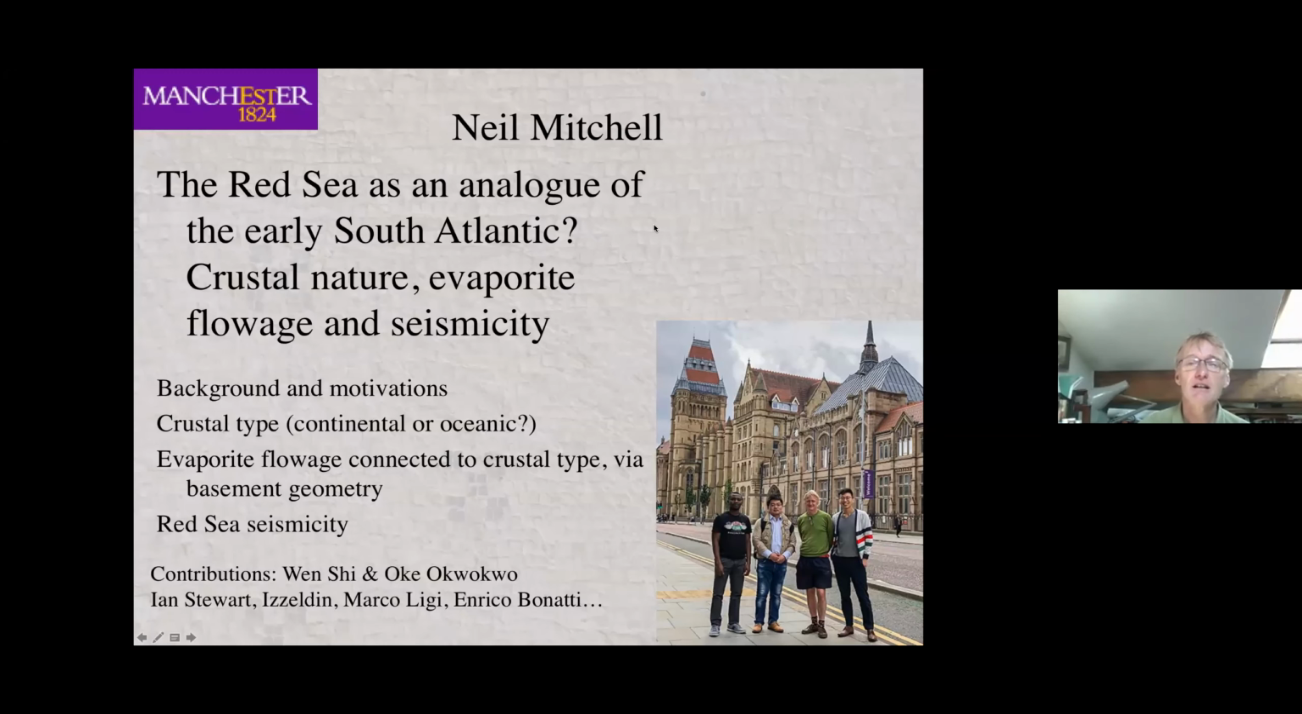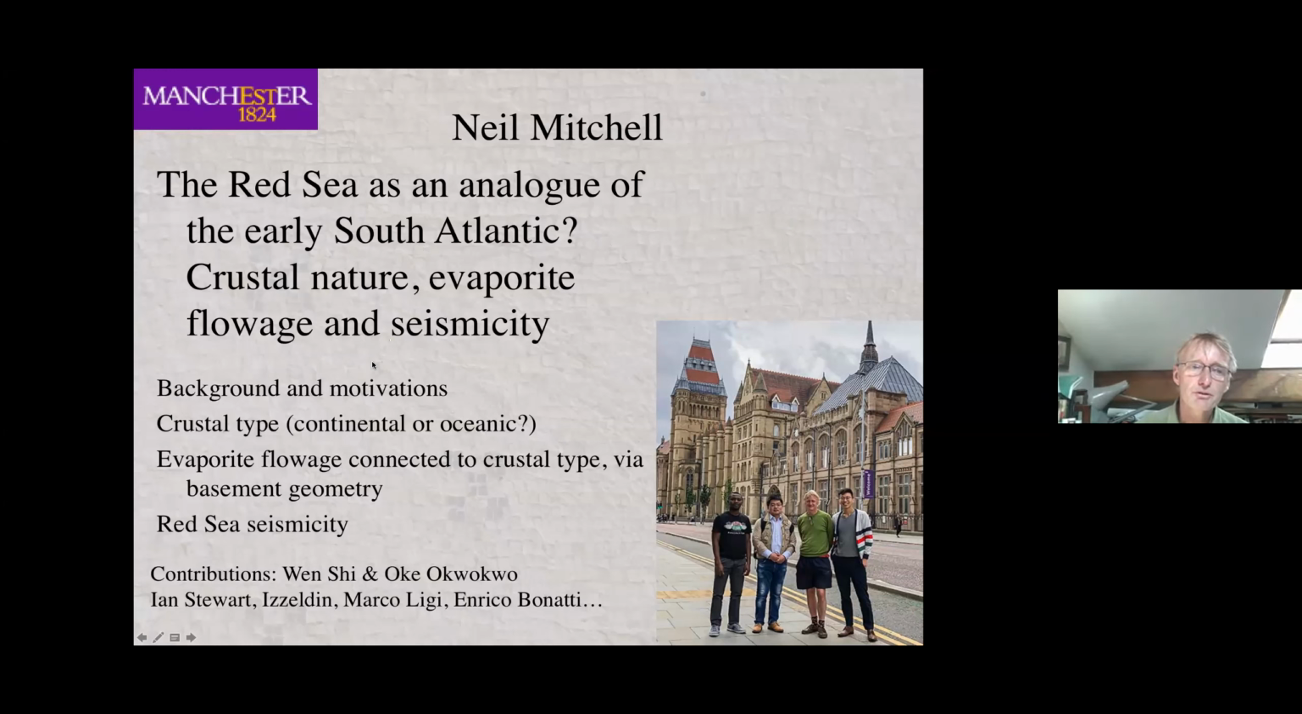Okay. So I'm going to talk about the Red Sea mainly. There's been a broad interest in the Red Sea because perhaps it's a classic example of a plate, a continental plate that has been rifting and turning into a new ocean basin. Perhaps it's an analogue for the South Atlantic and other rifted margins.